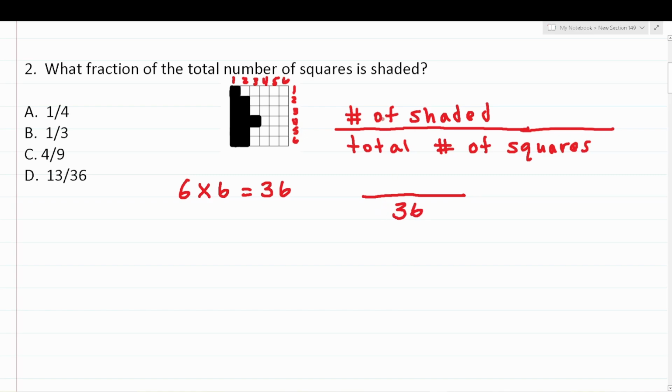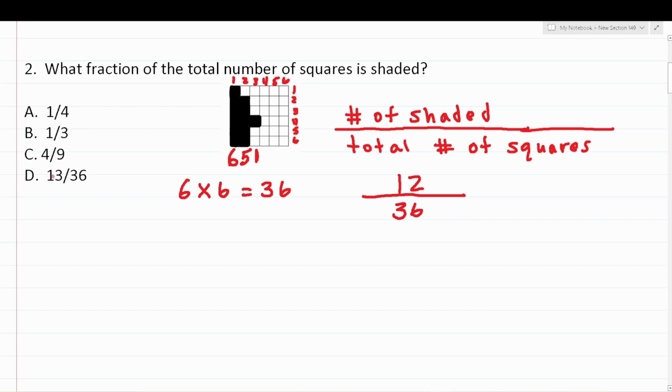All right, let's work on finding the total number of shaded squares. Well, again, this is 6 high. So I know in this column right here, there are 6 squares shaded. In this column, there's 1 minus 6 squares shaded. So that's going to be 5. And in this column, there's just 1 shaded square. Let's add this up. 6 plus 5 is 11, plus 1 is 12. So 12 of our 36 squares are shaded.